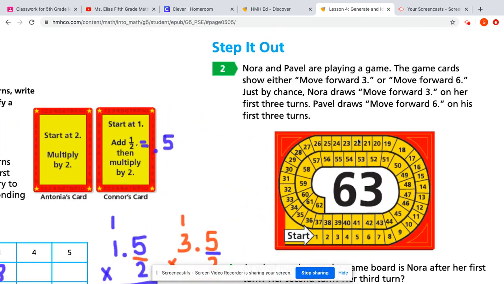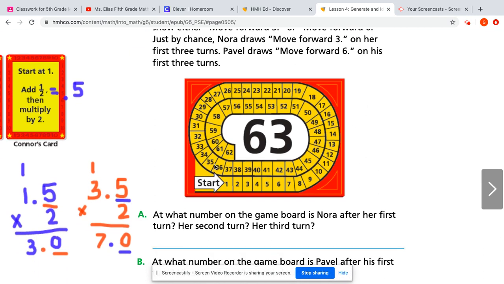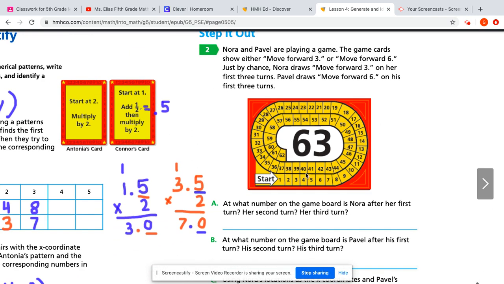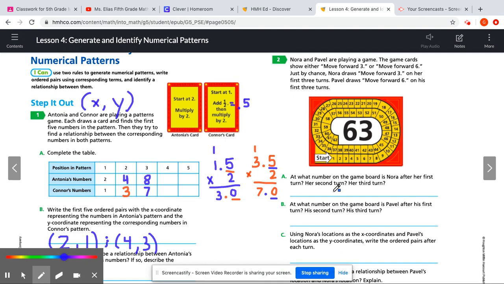And then over here, this is kind of very similar with Nora and Pavel. They're playing a game. There's move 3 cards and move 6 cards. It so happens that Nora picks move 3 cards on her first 3 turns, and then Pavel picks move 6 cards on his 3 turns. Okay, so let's start over here.